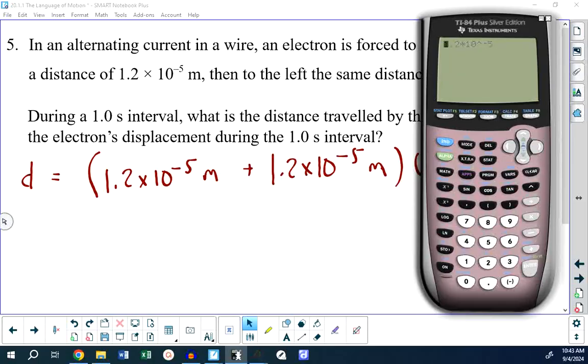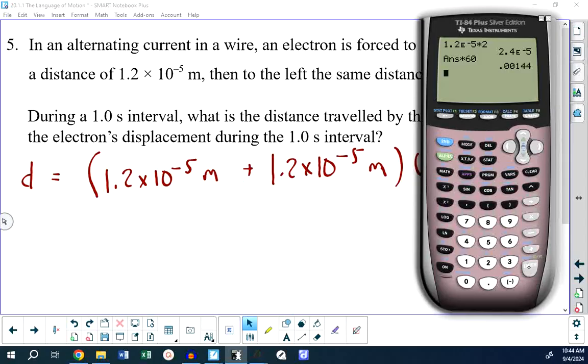Don't do that. What you do is you go 1.2 and you choose the EE, which for some weird reason stands for exponential notation, and only one E comes up. And then you enter negative 5. And this locks it together. The calculator knows you mean 1.2 times 10 to the negative 5. So we have to add that to itself. I'm just going to double it. So this is the distance that it travels in 1/60th of a second. And if I multiply that by 60, I get this.